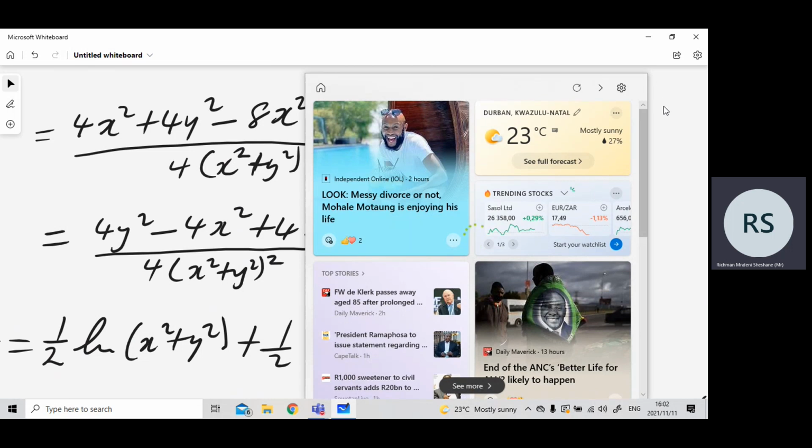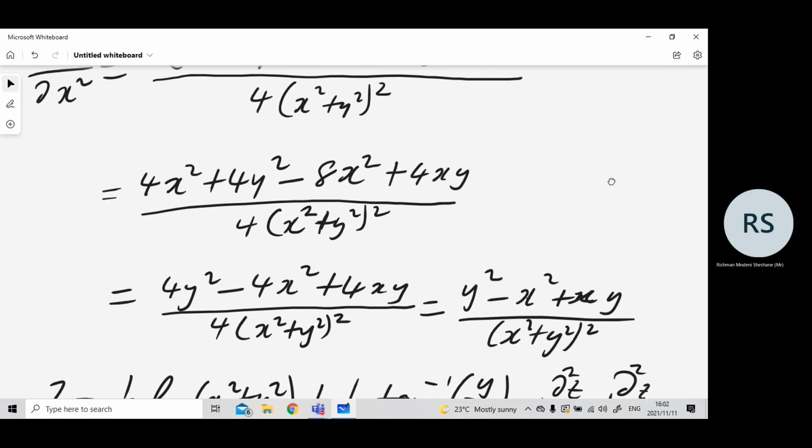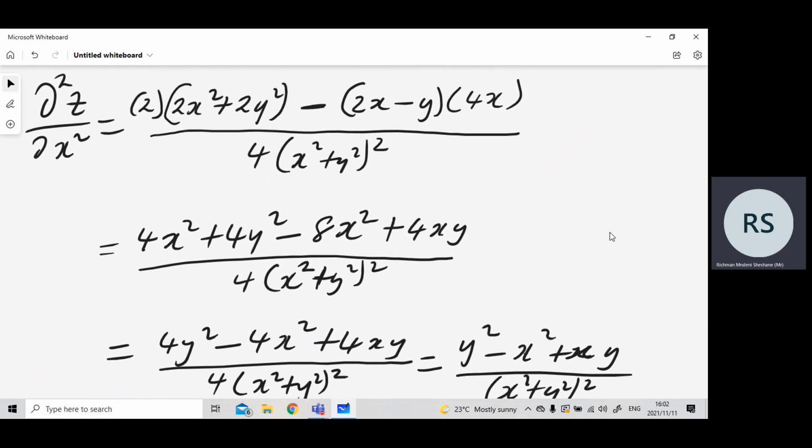So what I'm doing now. You see, what is the second partial derivative of x? We find it here and simplify. This is my second partial derivative of x. Okay, so let's go and write this instead of the second partial derivative of x here.